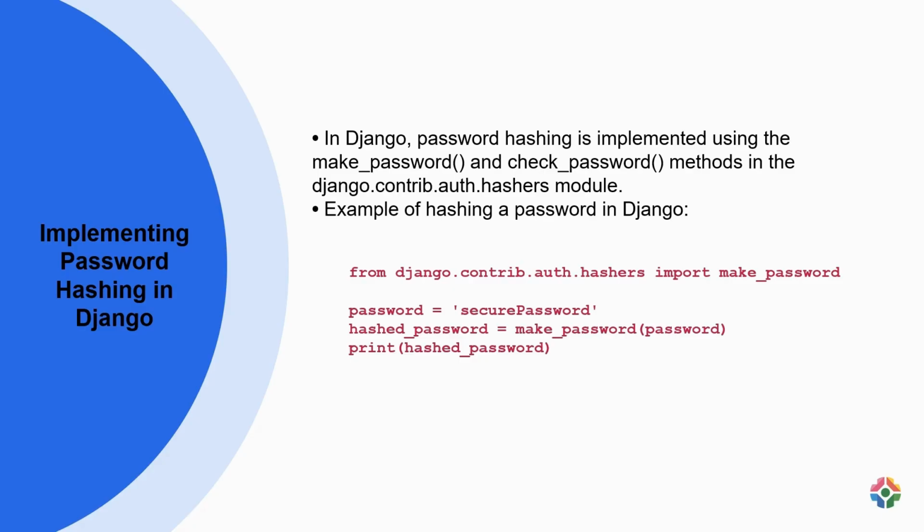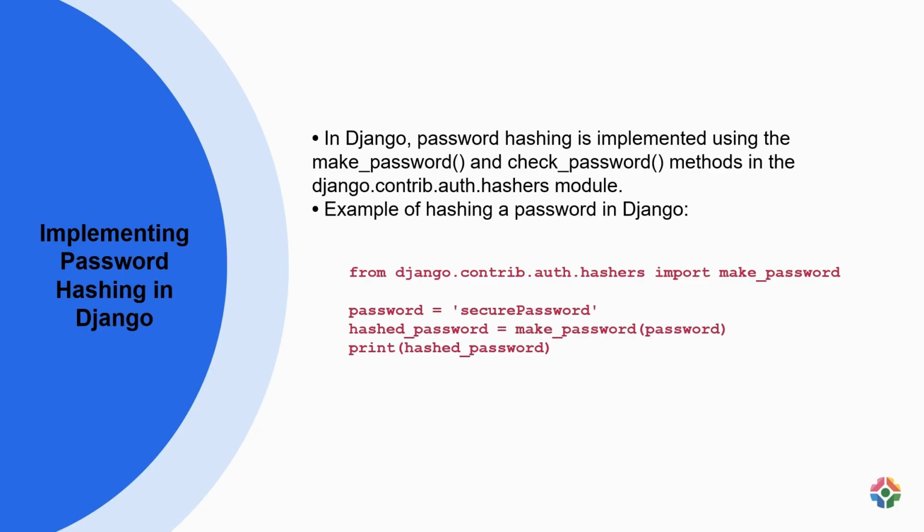To hash a password in Django, import make_password from django.contrib.auth.hashers, then specify the password to be hashed, followed by calling make_password with the password as an argument. Finally, store the resulting hashed password in a variable for potential database storage or other operations. This methodology ensures passwords are obscured, fortifying cybersecurity measures encompassed within Django applications.